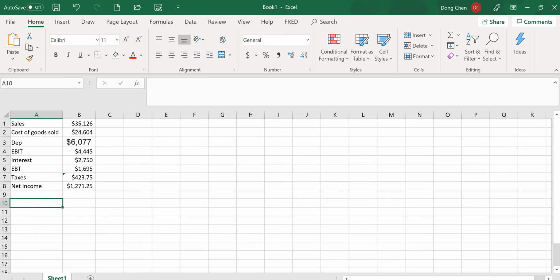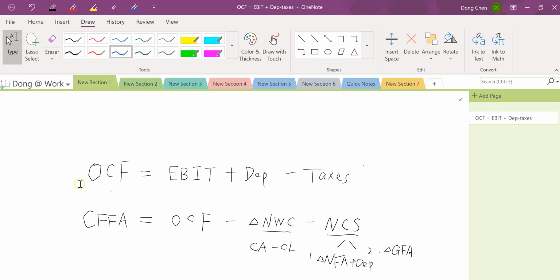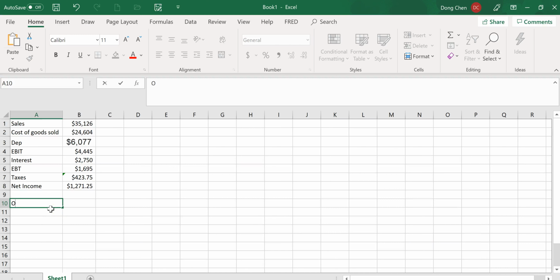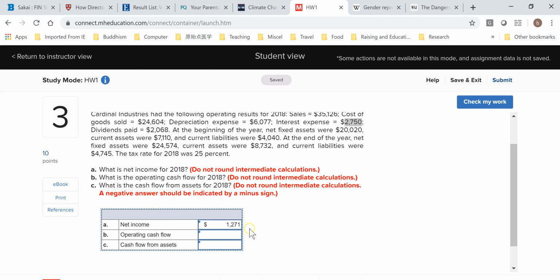So operating cash flow, the formula is right here. Operating cash flow equals EBIT plus depreciation minus taxes. So knowing that formula, we just need to find the numbers from the income statement. We start from EBIT, then we add back the depreciation, and then we subtract the taxes. And that's my operating cash flow. So we just type the number back, 10098.